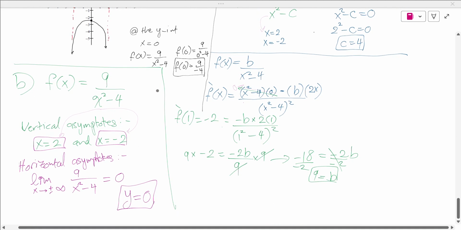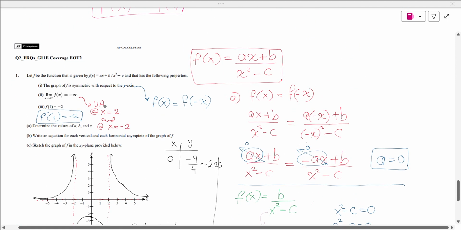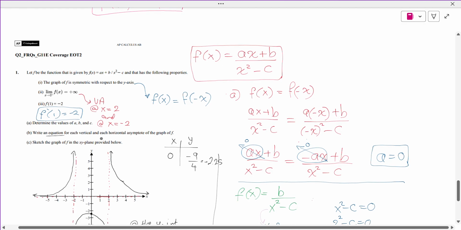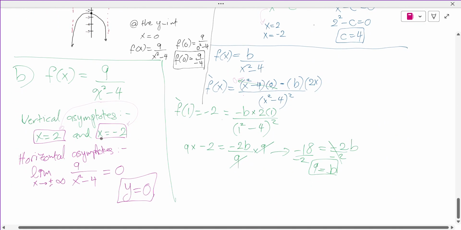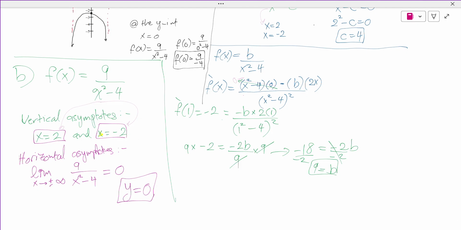Please, I just want to emphasize this: when it says write an equation for each vertical and horizontal asymptote, you have to say x equals for the vertical, and for the horizontal asymptote, you have to say y equals. This is the equation. Please make sure you mention those x and y.